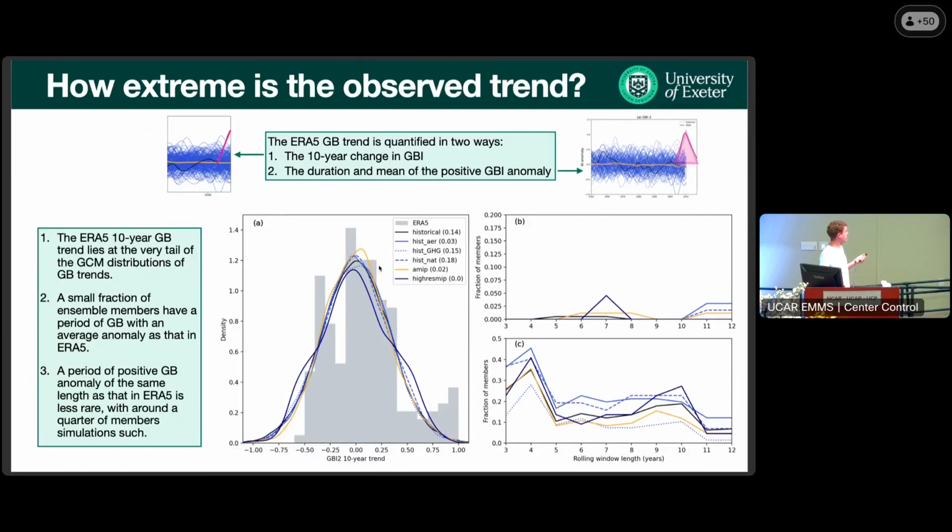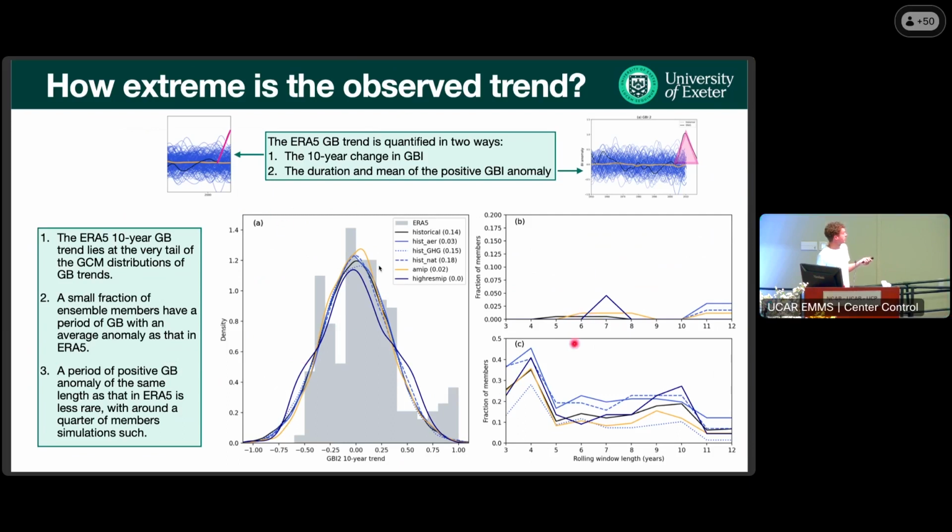So on the left, I'm looking at distributions of these 10-year trends in the models. So gray shows the ERA5 distribution of trends. We see it's approximately normally distributed with an additional peak of around 1, which is this strongly increasing trend we see in the recent period. Whereas in the models, none of them really get a trend as strong as this, as we expected. And ERA5 remains a clear outlier. So the models really don't ever simulate such a strongly increasing period of Greenland blocking.